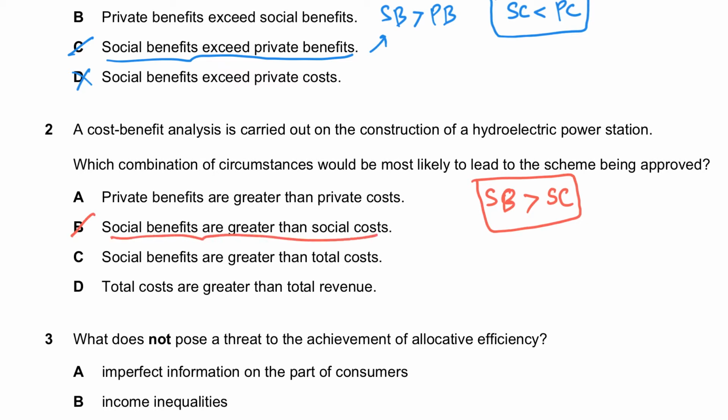Social benefit is greater than social cost, we will do that project, because in cost benefit analysis we look at both private and external benefit and private and external cost, and we compare that to find out our social cost and social benefit, and if social benefit is more than social cost, we will go ahead and do the project.